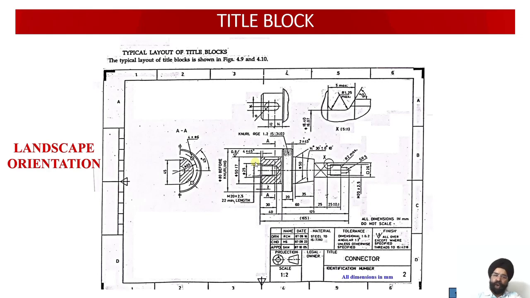Let us say the component is very small. If I draw it very small onto the piece of paper, it will not be understood by other people or people who want to manufacture. So there I will be multiplying or enlarging my drawing. So there this scale will become 2:1 or 3:1.